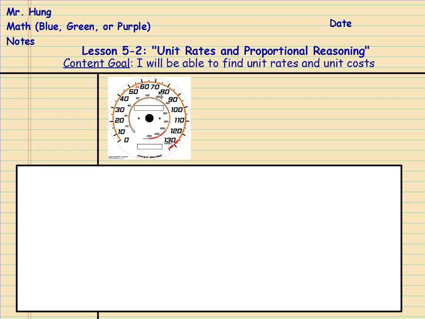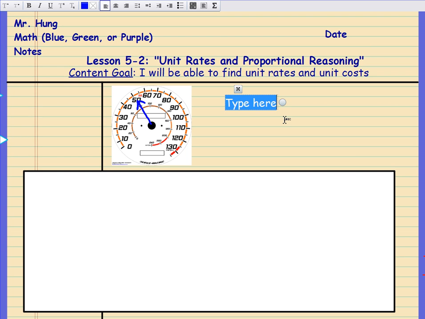Now, this is a speedometer. This is in the car, and it tells you how fast the car is going. So, for example, if it points to the 50, this means that the car is going 50 miles per hour.